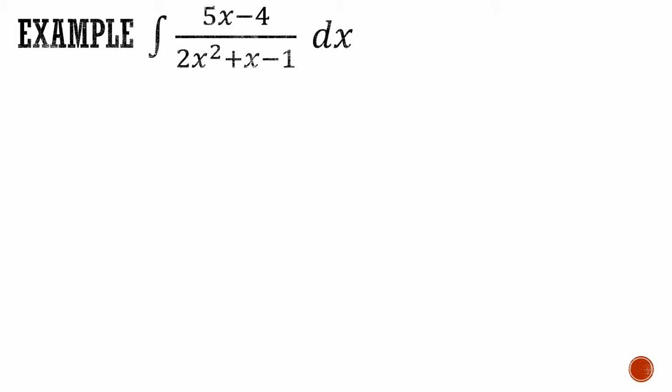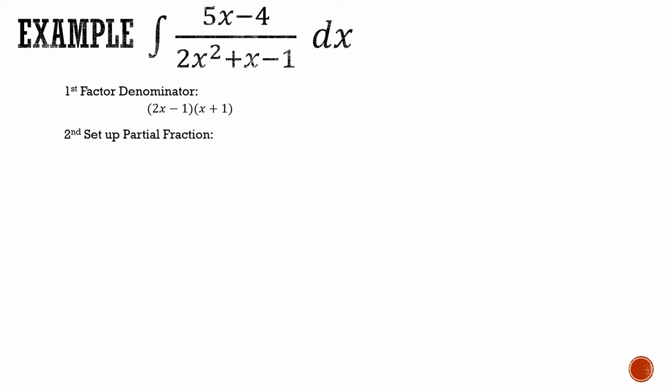All right, so our next example, we have the integral of (5x - 4) over (2x² + x - 1). Notice we cannot do long division here for the simple fact that my denominator's degree is greater than that of the numerator. So I'm going to try to factor my denominator. And so step 1, factor my denominator, I get (2x - 1)(x + 1).